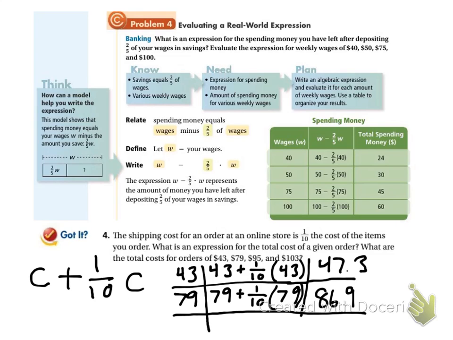And since I'm running out of room, if I plug in 95, I get a total cost of 104.5. Oops. Since I ran out of room on my table, if I plug in 103, I get 113.3.